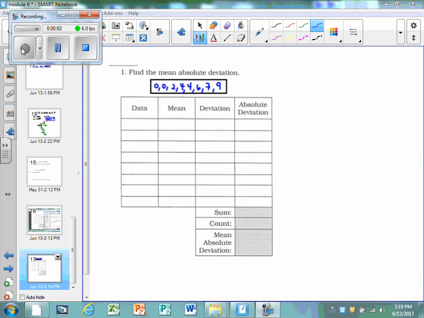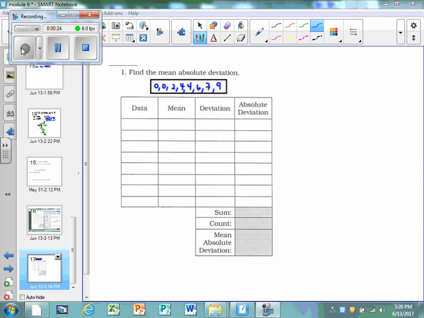Okay, so I wanted us to take a look at the format for how you're going to be tested to show me your understanding of what we've been doing for the past couple of days. So we've been looking at data, we've been looking at dot plots, we've been looking at finding the mean absolute deviation, we've been looking at finding the deviation. So this is how it works.